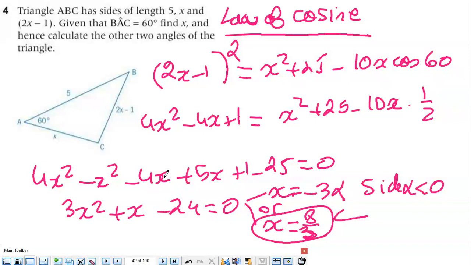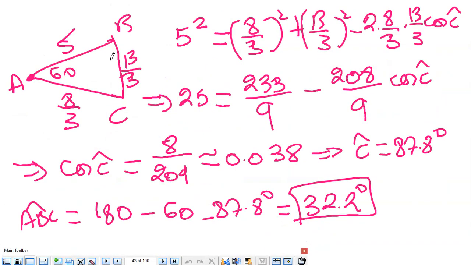Now you can replace x by the values and you will have the sides. Then find the other two angles. It's enough to find one angle, then for the third one we do 180 minus. You can, for example, start with this one. AB squared is equal to BC squared plus AC squared minus 2 BC times AC cosine C. Then we will find the angle C, it's 87.8. And to find the third angle, I just do 180 minus the other two angles, and I will get the third angle of this triangle.